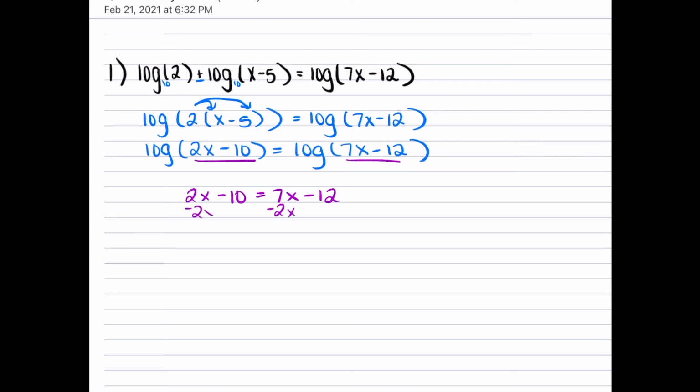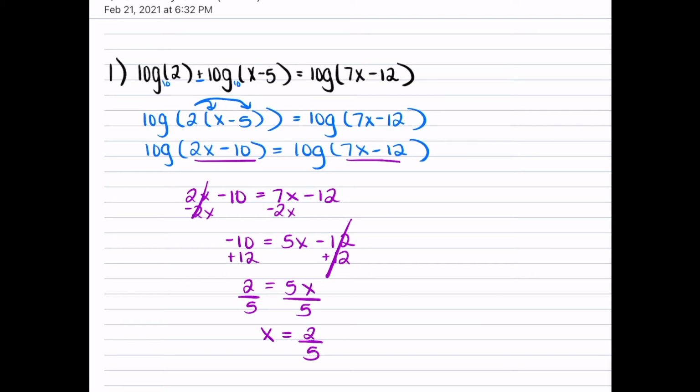So let's subtract 2x from both sides. We get negative 10 equals 5x minus 12. Isolate even more by adding 12 to both sides. Those cancel. 12 minus 10 is 2 equals 5x. And our last step would be to divide by 5. So x equals 2 divided by 5.